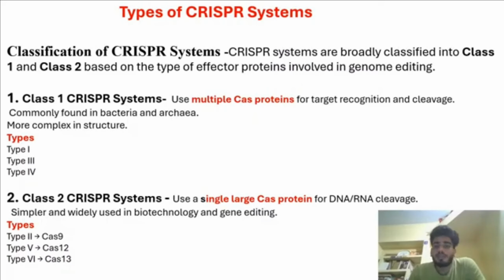Your class 1 CRISPR system uses multiple Cas proteins. Here we use multiple Cas proteins for target recognition, and once the target is recognized, it is cleaved. Its types are type 1, type 3, and type 4. In the class 2 CRISPR system, we use only a single large Cas protein for DNA and RNA cleavage. In type 2 we use Cas9, in type 5 we use Cas12, and in type 6 we use Cas13.